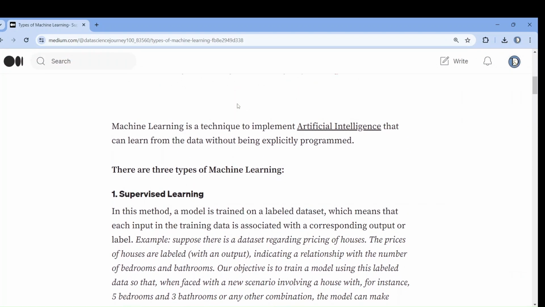Machine learning is a technique to implement artificial intelligence that can learn from the data without being explicitly programmed. Earlier, whenever we gave any task to a machine, we had to code explicitly. But in machine learning, you should not write the code explicitly. Instead, the machine will find the relationship between the data, learn from the data, and predict the future. So in simple language, machine learning is just a technique to implement artificial intelligence which can learn without explicit coding.